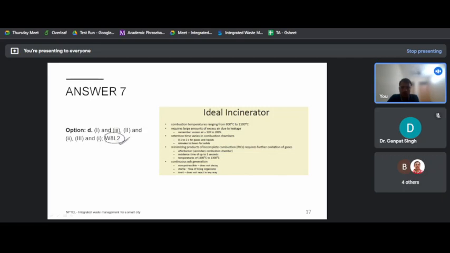Students can refer to the second lecture of this week. When we generate ash in an incinerator, it will be a continuous generation, and three types can be there. Non-putrescible, it will not decay. Sterile, it will be free of any living organisms. And inert, does not react in any way. So these are the possible properties of ash using which it can be classified.